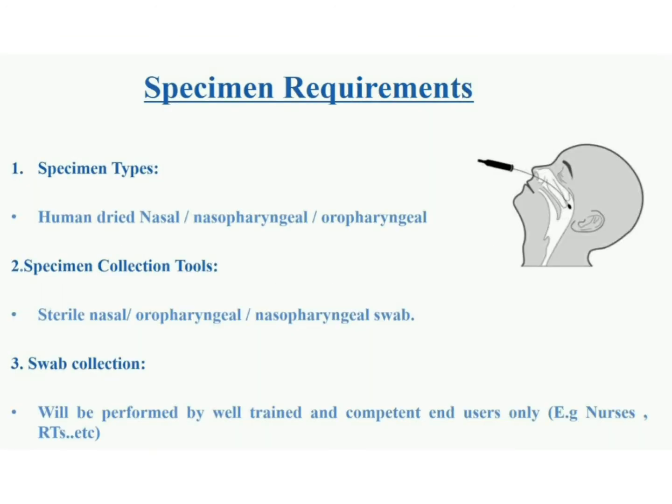There are three types of specimen that can be collected for this test: human nasal, nasopharyngeal, and oropharyngeal. However, the nasopharyngeal specimen is the standard specimen for this test.